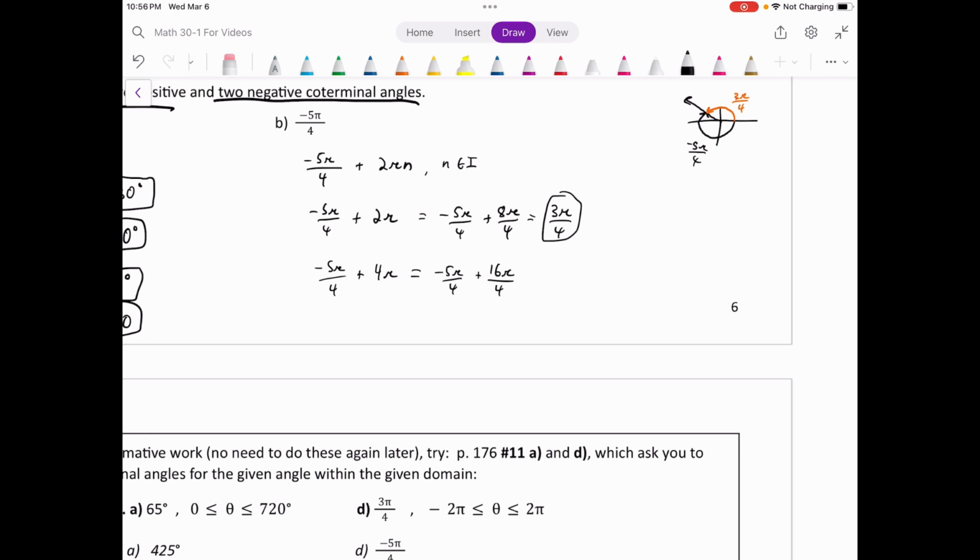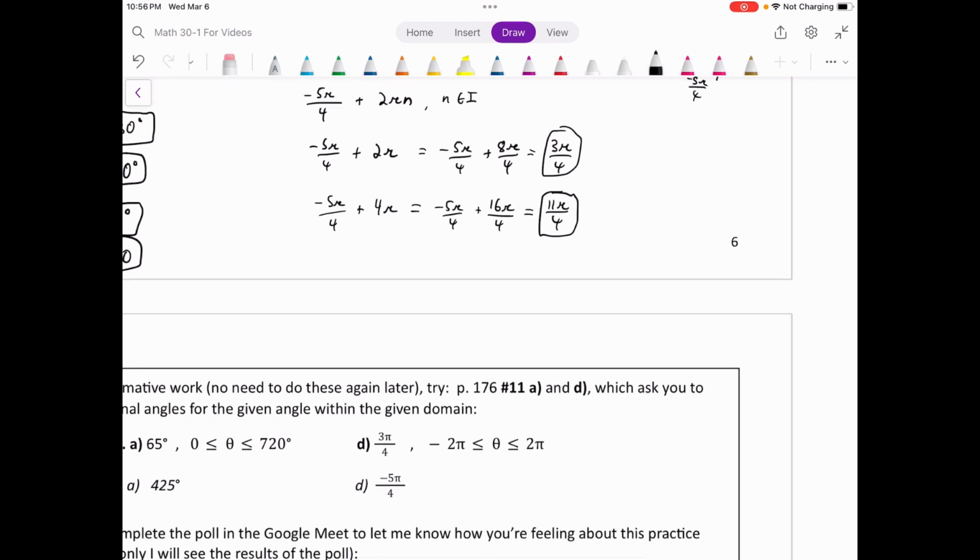Right? Multiply by 4 over 4. So negative 5 plus 16 is 11 pi over 4. And that angle will be coterminal. Very similar situation to this one, except we do another 8 pi over 4. We do another full rotation, and we get back to there.